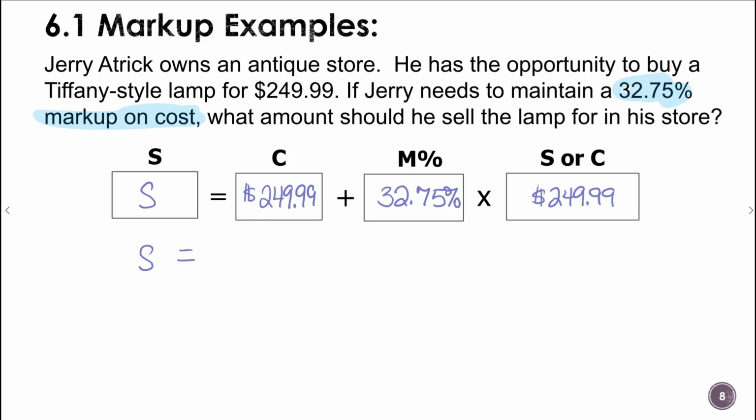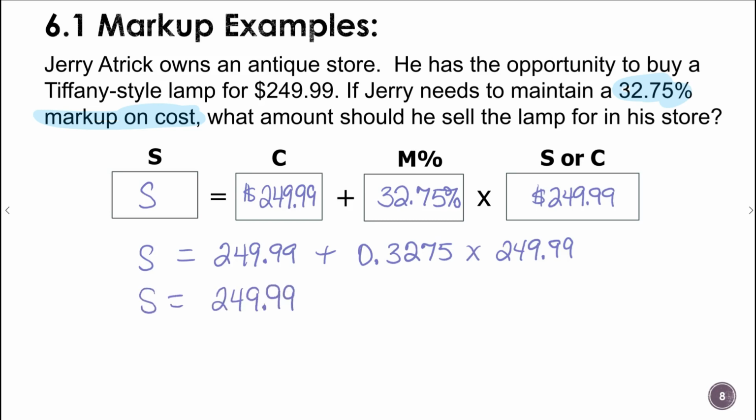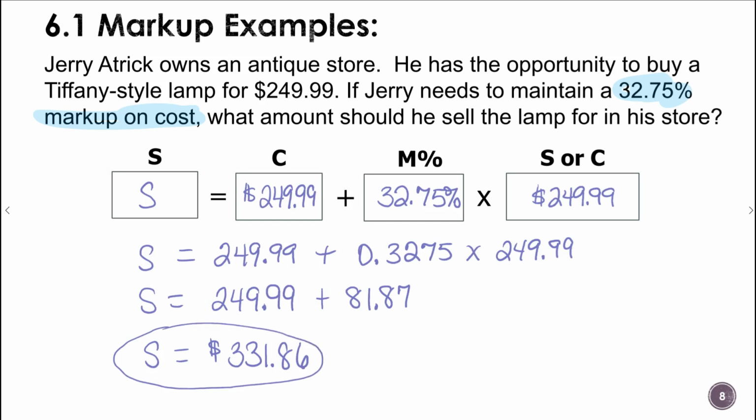So then we set up the equation. The equation will be $249.99 plus 0.3275 times $249.99. This is simply a calculation question. So we're going to add the $249.99 to whatever we get when we multiply these two numbers. When you multiply, you get $81.87. So my selling price is $331.86. It should be higher than cost always. So that's a good thing that we got a number that was more than my cost.